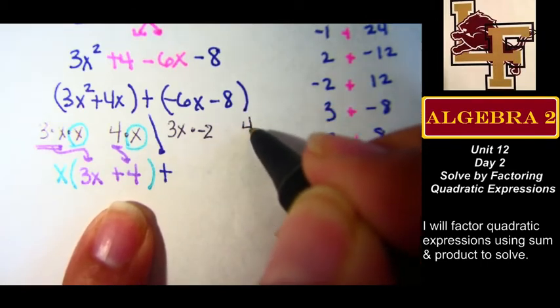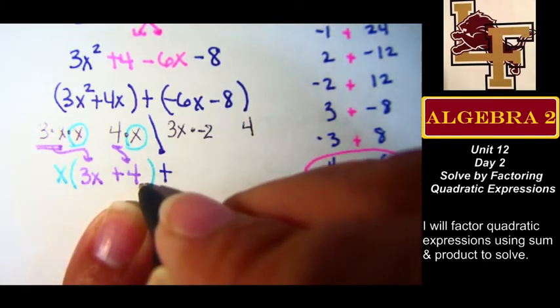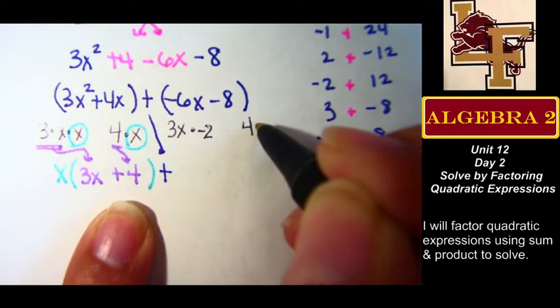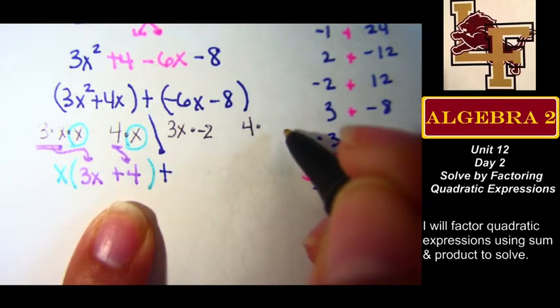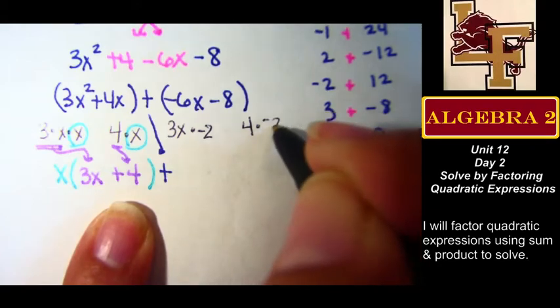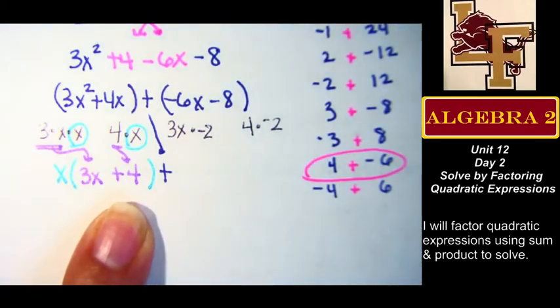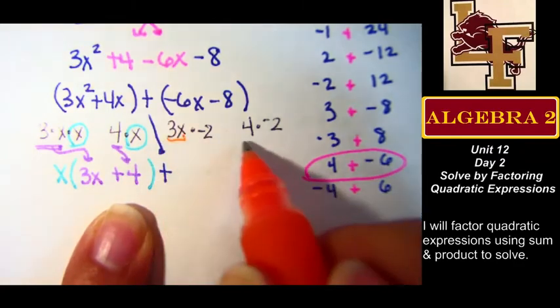Okay, I'm going to do the same thing here with the 4 and the negative 8. I need there to be a 4 because I want it to match this over here. 4 times what is negative 8? Negative 2. Very good. I now have matches here.